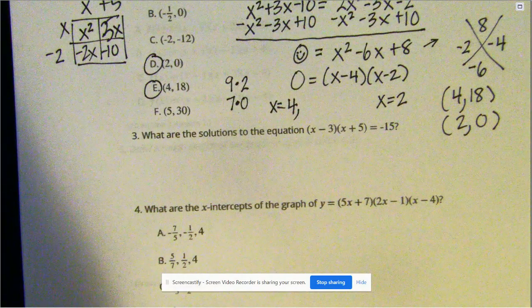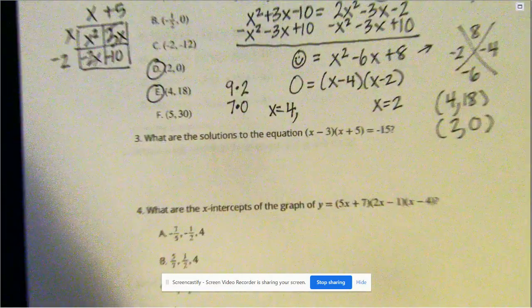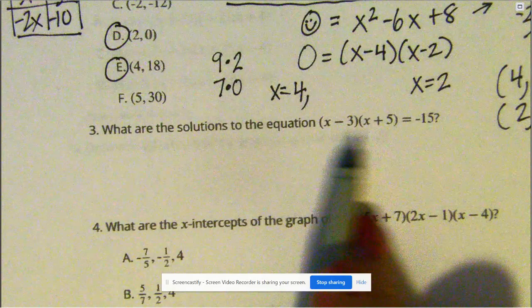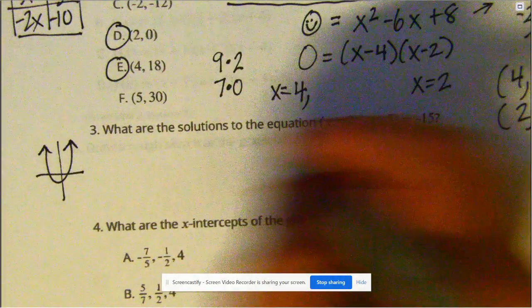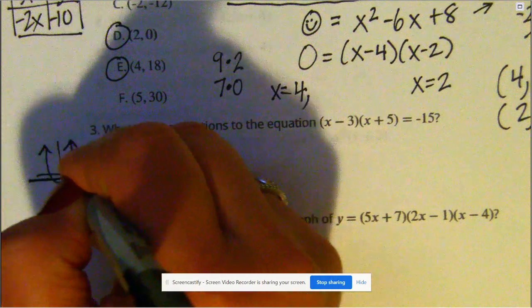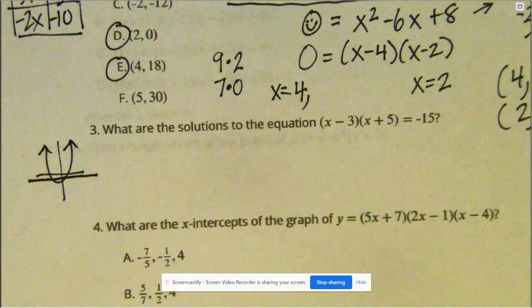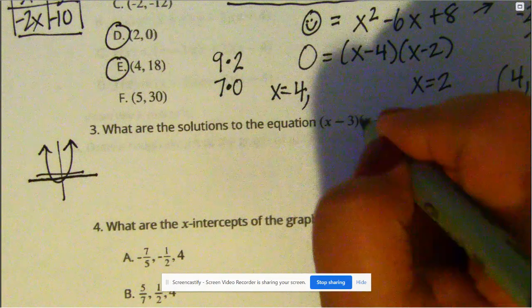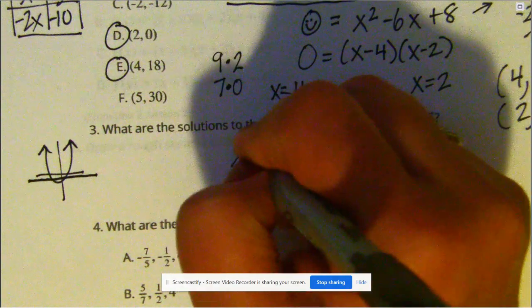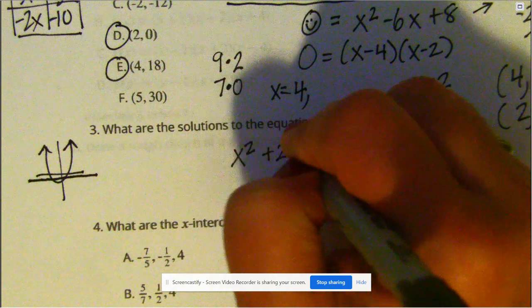All right, number 3. What are the solutions of this equation? So now we've got, if you're visualizing it, a quadratic running into a constant down here at negative 15. So probably two solutions. So I'm going to multiply this. You could use a box or you could do it in your head, whatever you can do at this point.